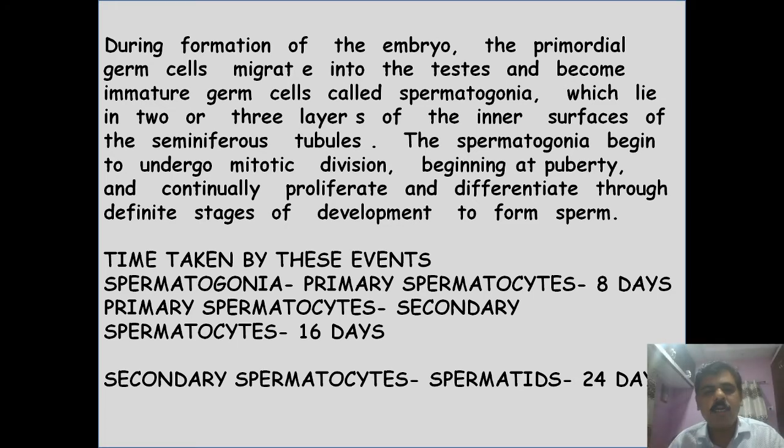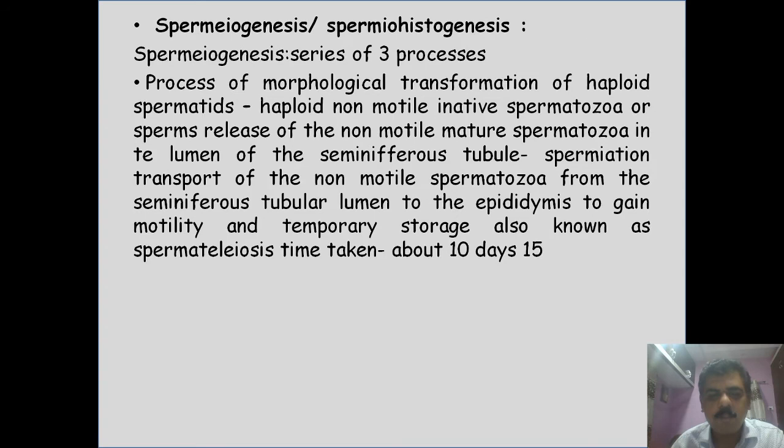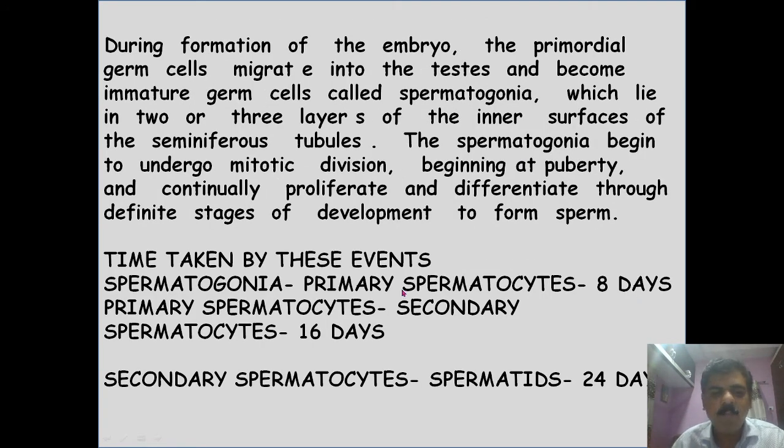to form a sperm. The time taken by these events, that is, spermatogonia to spermatocyte, requires 8 days. Then primary spermatocyte to secondary spermatocyte requires 16 days. For the completion of meiosis 1 and meiosis 2, it takes 16 days. The multiplication phase, from spermatogonia to primary spermatocyte, takes 8 days. And the secondary spermatocytes to the spermatid require 24 days. Then the last phase, from primary spermatocyte to secondary spermatocyte, that is completion of meiosis 1, is completed within 16 days, and meiosis 2 requires 24 days.